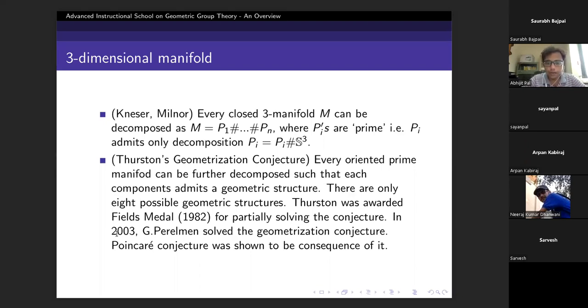And Thurston, this is the Thurston geometrization conjecture. He conjectured that every oriented prime manifold can be further decomposed such that each component admits a geometric structure, and there are 8 possible geometric structures. Thurston was awarded the Fields Medal for partially solving this conjecture, and it was fully solved by Perelman. The Poincaré conjecture was shown to be a consequence of this.